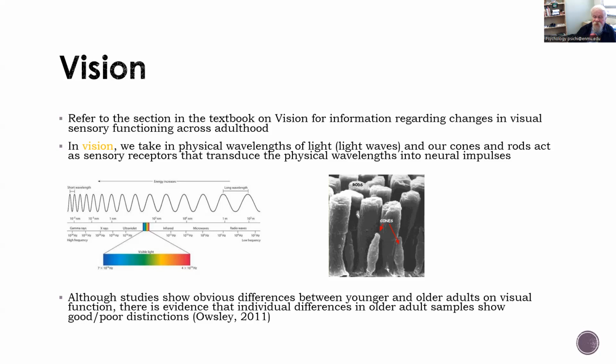So the bottom point on this slide says, although studies show obvious differences between younger and older adults on visual function, there's lots of evidence that we have individual differences in all of those developmental periods, because older adults in some samples show really good vision, and then some don't. I read an article by Owsley on visual sensation and differences in the ability of adults to go through life and have good vision or poor vision.